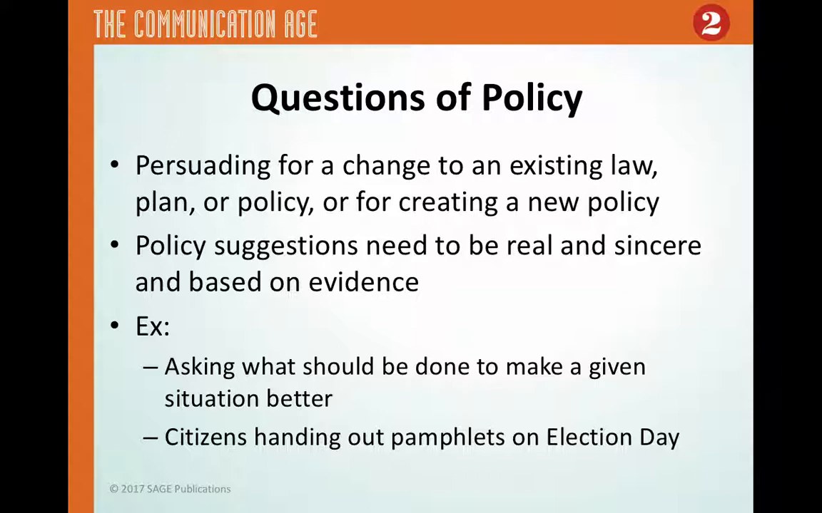To start, questions of policy. This is persuading for a change of an existing law, a plan, or a policy, or for creating a new policy. This is where you make suggestions that need to be real and sincere and based on evidence. Examples of this would be asking what should be done to make a given situation better, or citizens handing out pamphlets on election day in order to have people go in and vote to change policy.